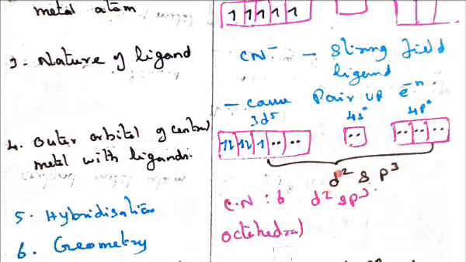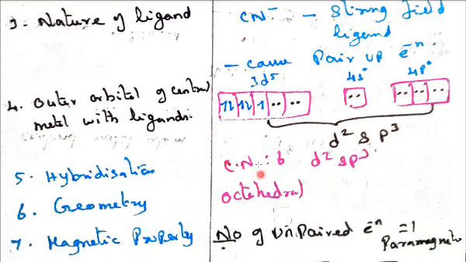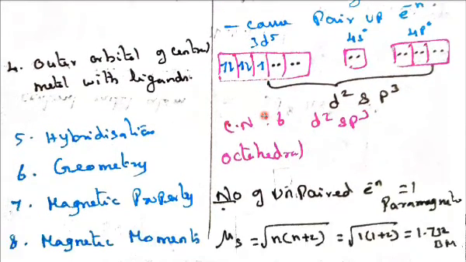So the hybridization is d2sp3 hybridization. So the coordination number is 6. So hybridization is d2sp3, so it is an octahedral complex. The number of unpaired electrons left out is 1. So it is paramagnetic.